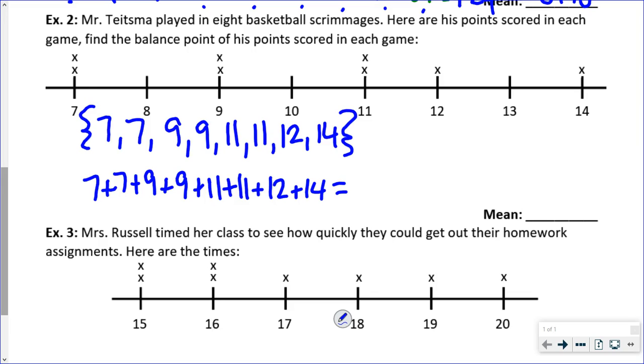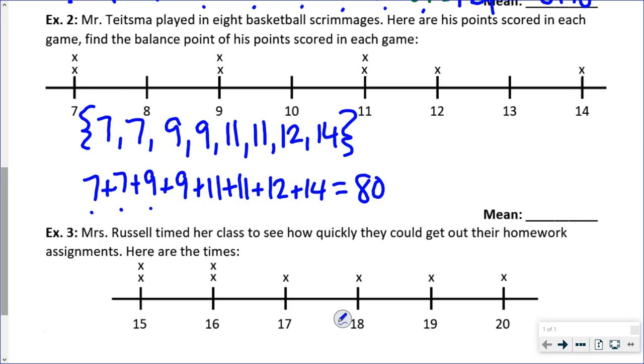All right, when you add those together, you get 80 points scored, which really makes Mr. Teitsma feel good that he can score 80 points in that many games. Okay, what we need to do next is figure out how many games or scrimmages I actually played in to get to 80 points, which starts to make it a little more depressing that I scored that many, considering Kobe did more than that in one game.